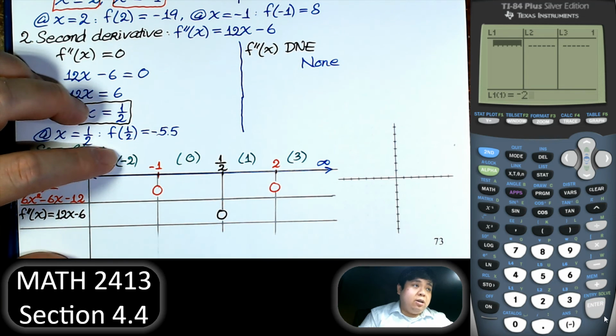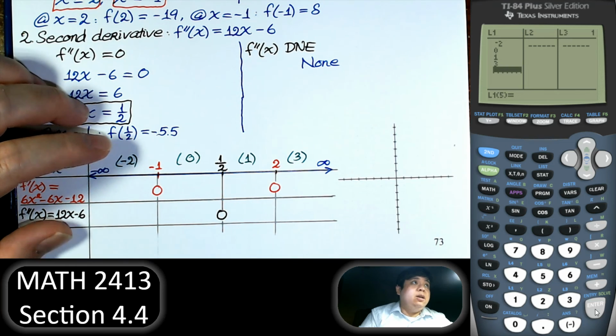-2, 0, 1, and 3. Those are the test points.